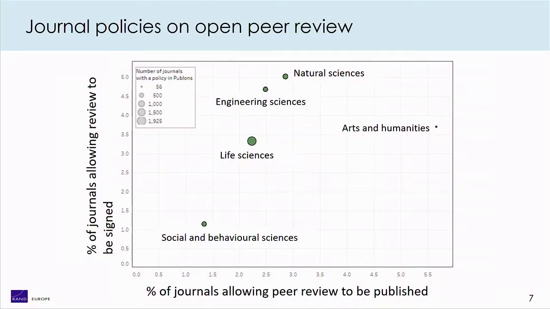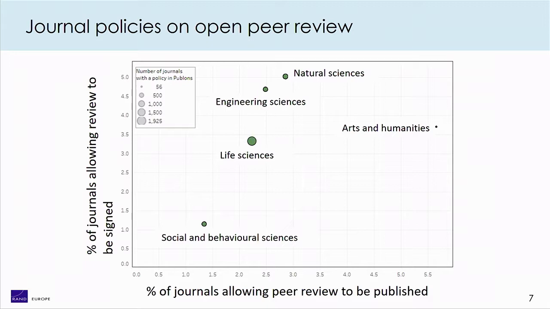So starting with the policy data. We had data on 3,692 journals. Of these, 3.5% allow or require reviewers to sign their reviews, and 2.3% allow or require peer reviews to be published. As you can tell, these are quite small numbers.